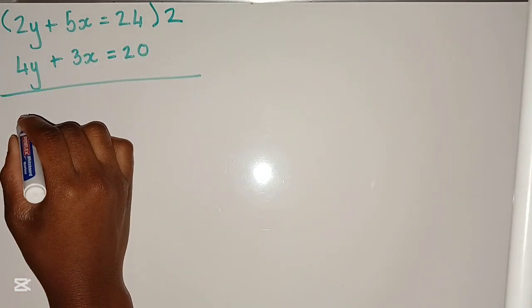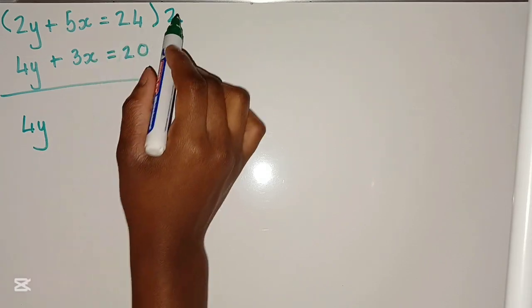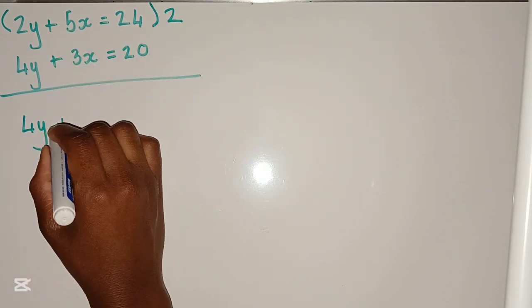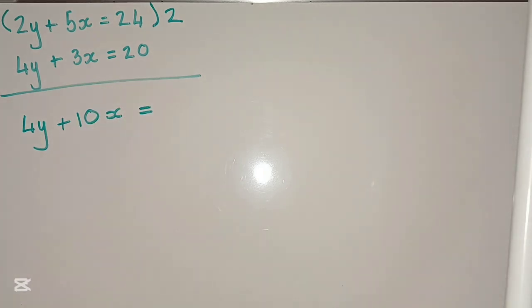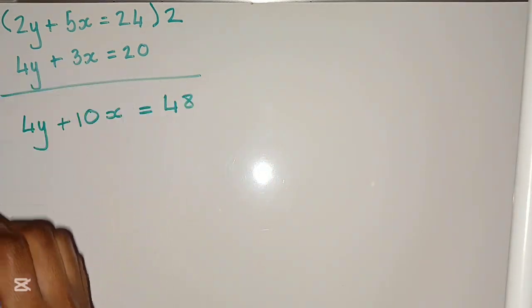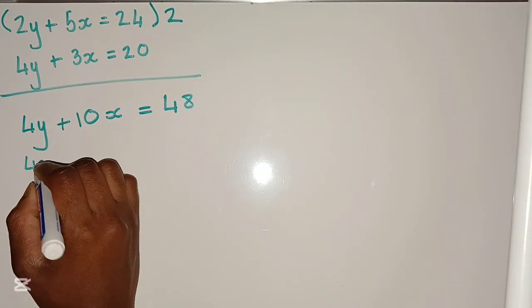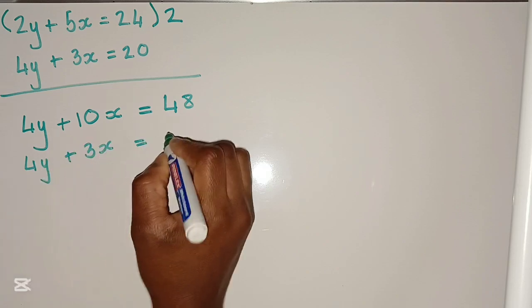2 times 2, 4y. 2 times 5, 10x. 24 times 2 is 48. Then my second equation comes down as it is. 4y plus 3x equals 20.